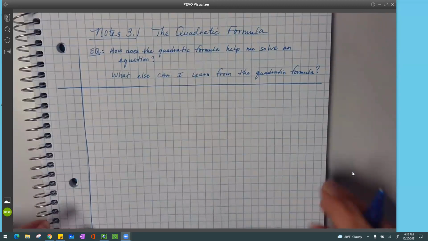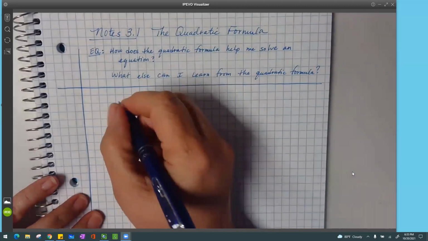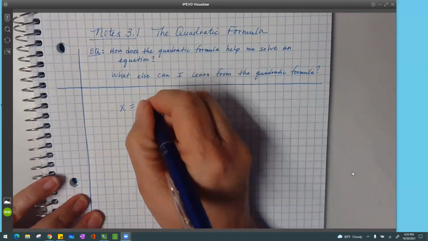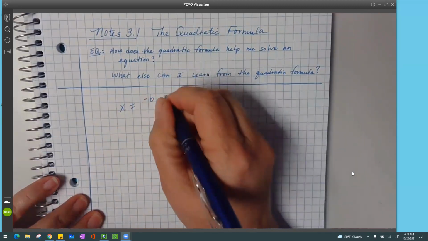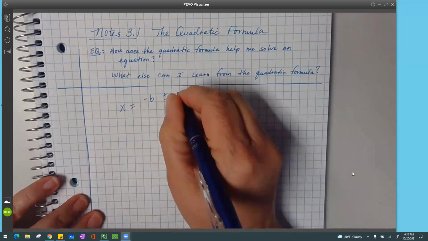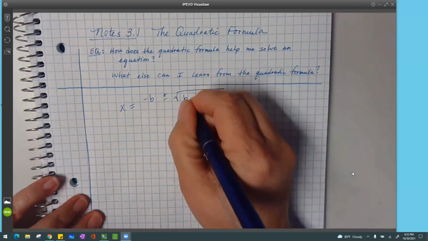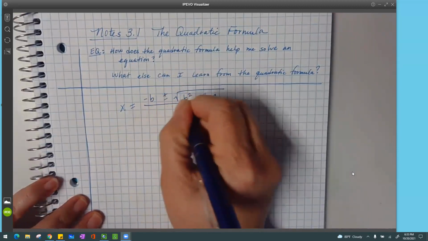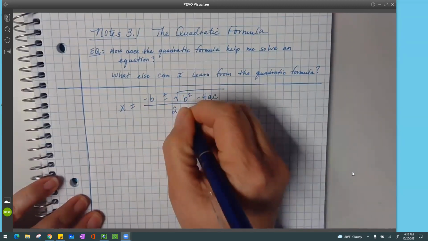So first, we need to know what the quadratic formula is. So please write this down. X equals negative b plus or minus the square root of b squared minus 4ac all divided by 2a.